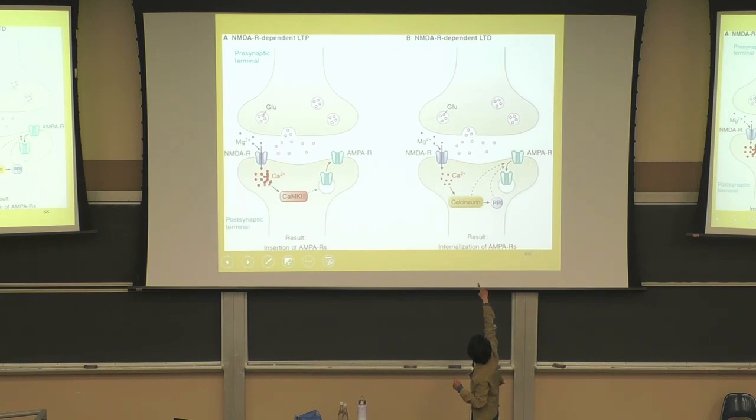So the calcineurin takes back AMPA receptors from the synapse and pulls them back into vesicles, which weakens the strength of this synapse. And the calcineurin, which acts in depression, also dephosphorylates the AMPA receptor, and the dephosphorylating also decreases its kind of efficacy.